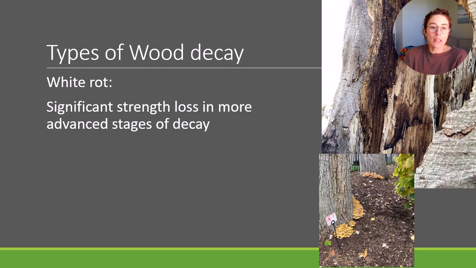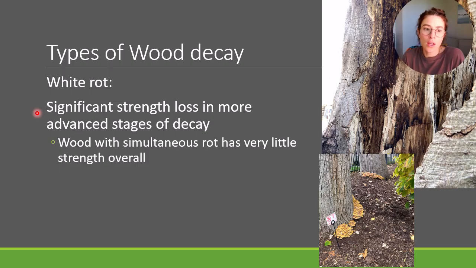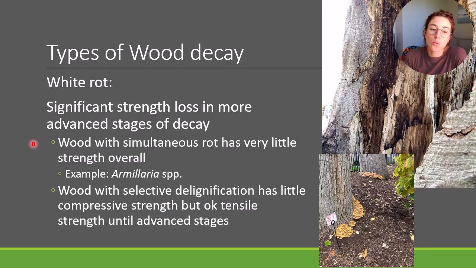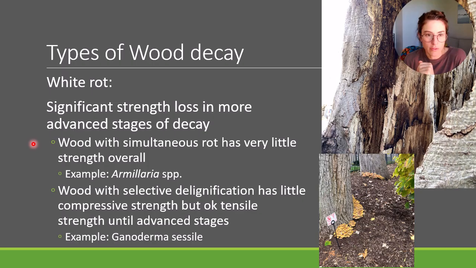All right, so let's talk more specifically. White rot, generally we have significant strength losses in the more advanced stages of decay. This is different from brown rot, which we see more strength loss in early stages of decay, and that's one of the separations between the two, as well as what they do to the tree themselves. So wood with simultaneous rot has very little strength overall because, again, it's taken away the ropes and the bricks. Everything's gone. Whereas wood with selective delignification has very little compressive strength and okay tensile strength to advanced stages.